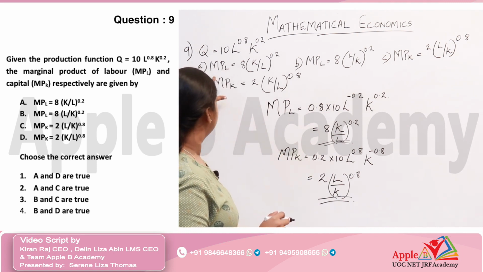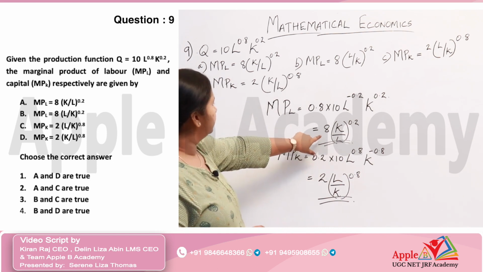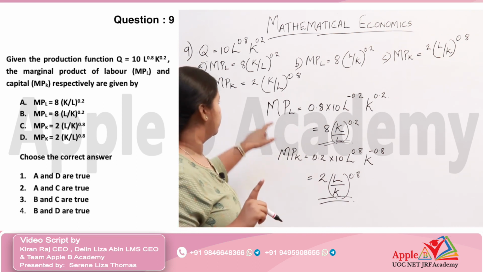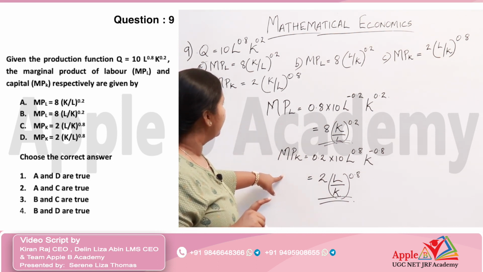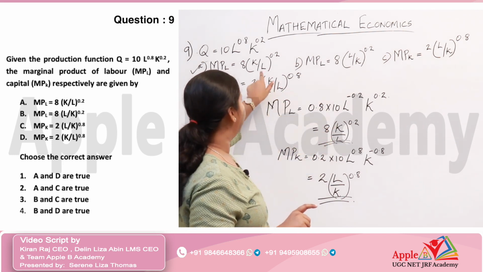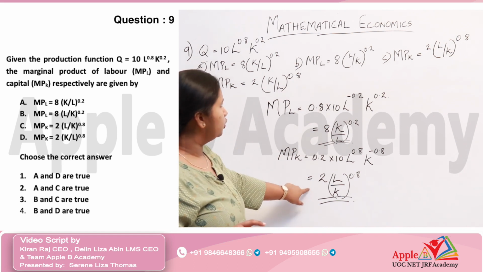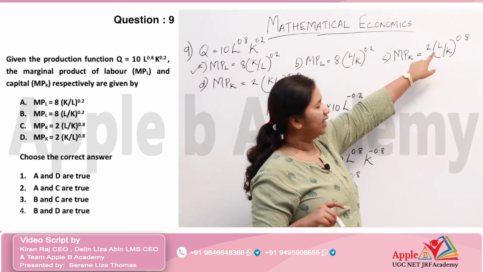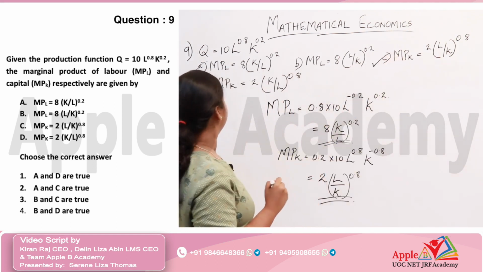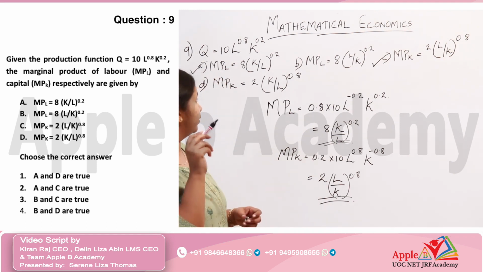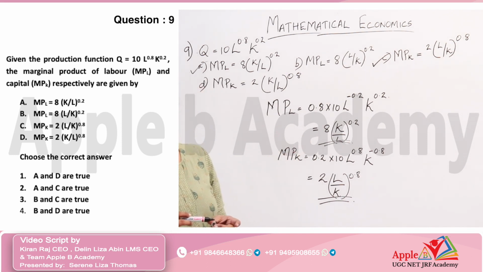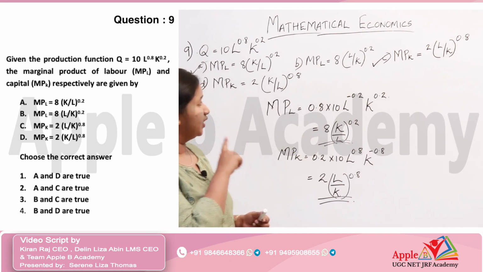So MPL is equal to 8 times (K by L) raised to 0.2. Option 1 is correct, but we need to find MPK as well. This option is not the right one, since it's 8 times K by L. Now MPK is equal to 2 times (L by K) raised to 0.8. So options A and C are correct. A is MPL equal to 8 times (K by L) raised to 0.2 and MPK equal to 2 times (L by K) raised to 0.8.